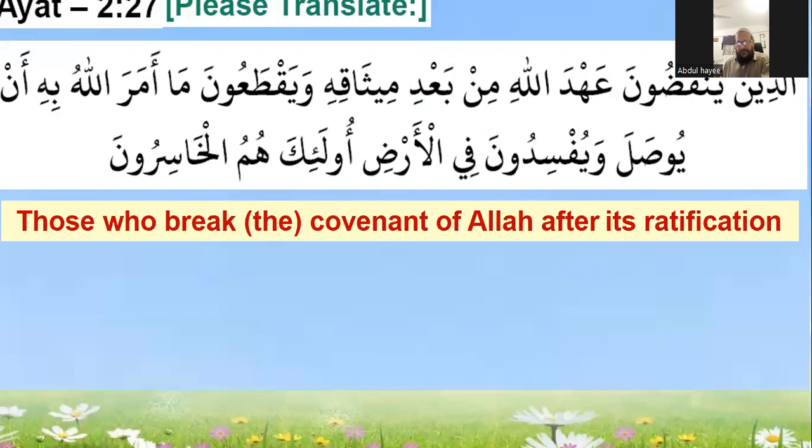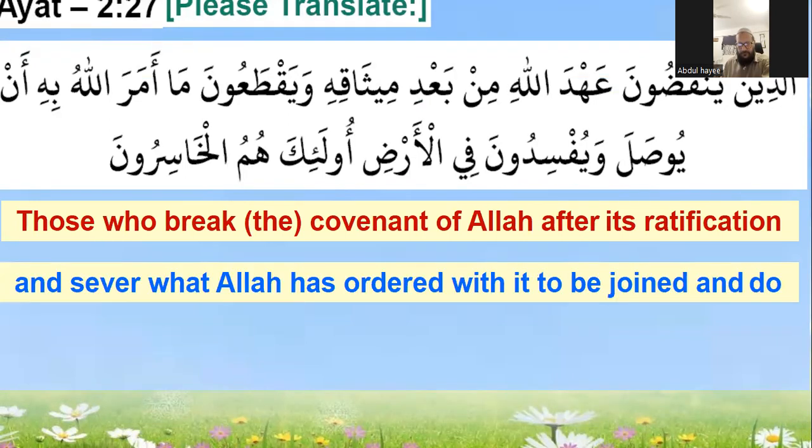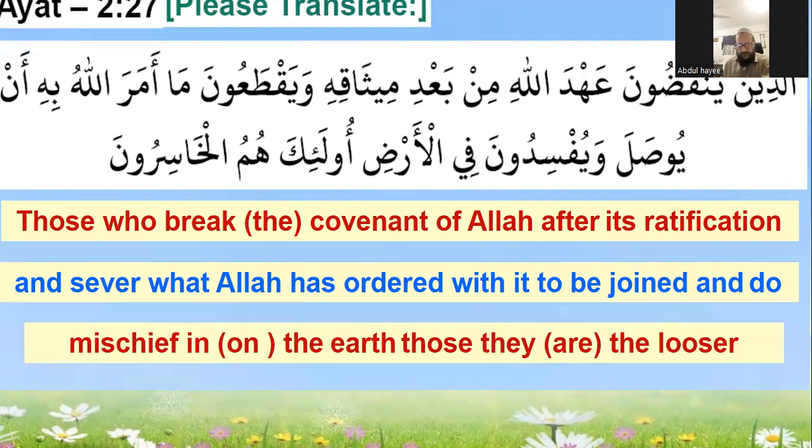So let's have the running translation. Bismillahirrahmanirrahim. الذين ينقضون عهد الله من بعد ميثاقه ويقطعون ما أمر الله به أن يوصل ويفسدون في الأرض أولئك هم الخاسرون. Please read out the translation. Those who break the covenant of Allah after its ratification and sever what Allah has ordered to be joined, and do mischief on the earth, those, they are the losers.